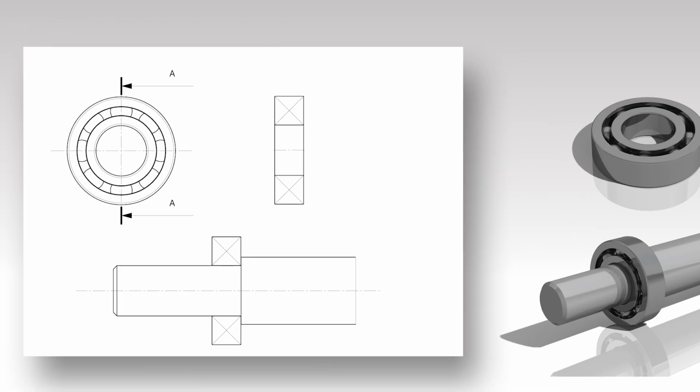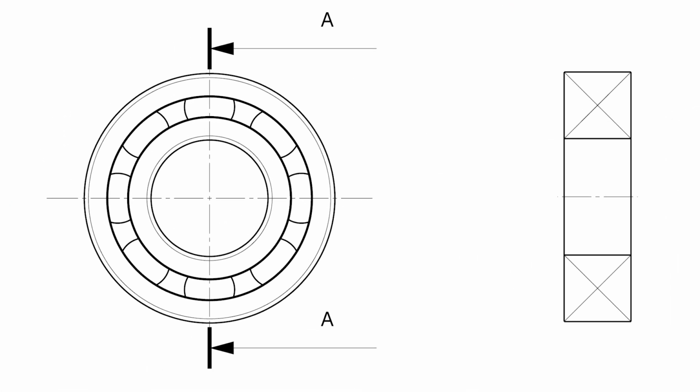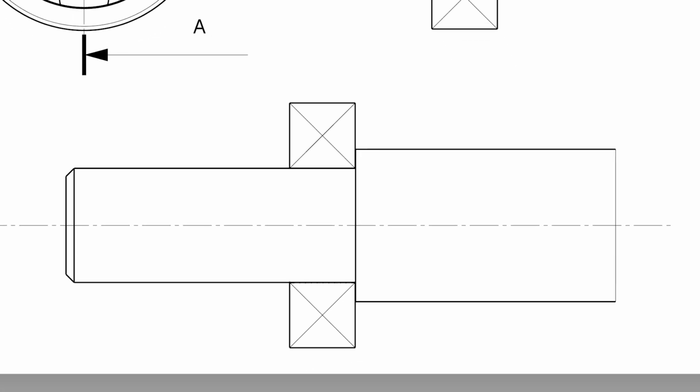Two squares or rectangles showing the outlines are drawn with crossings in thin continuous lines to indicate a bearing.